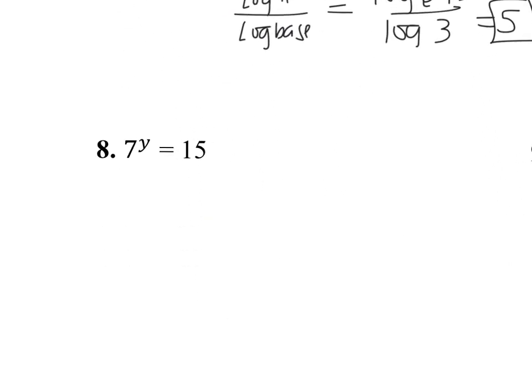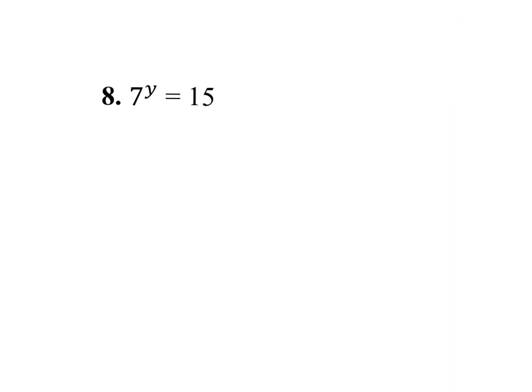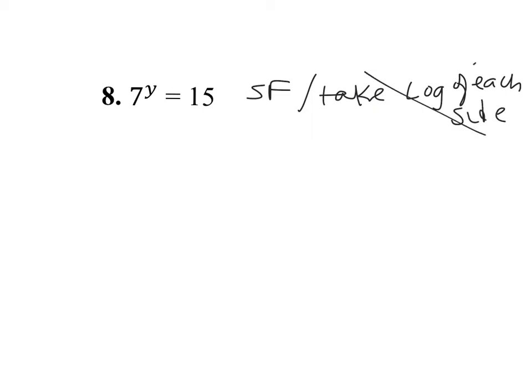Number 8, I can't get like bases because 7 to the second power is 49. Nothing will give you 15. So you have to switch forms. Or the other way you can do it is take the log of each side. Okay? I really, on this particular form, I don't do this. I stick to what we were doing.